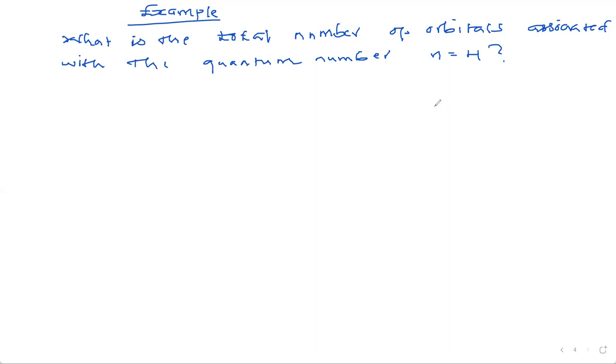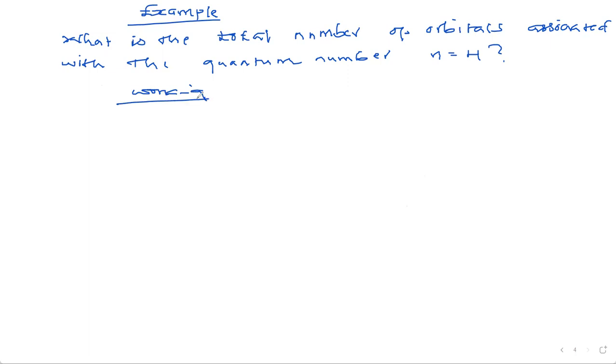If you have such a question, what do we do? First thing first, for us to get the total number of orbitals, they are looking for the total number of ML values. That's the whole point there. How do we get to ML? First, we need to deal with L. We need to find the values of L.